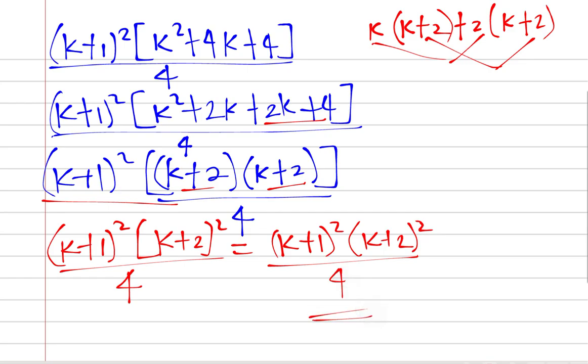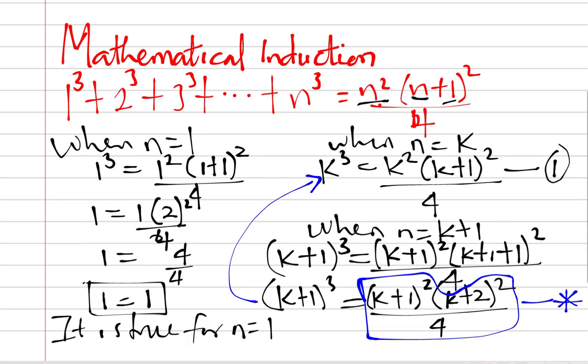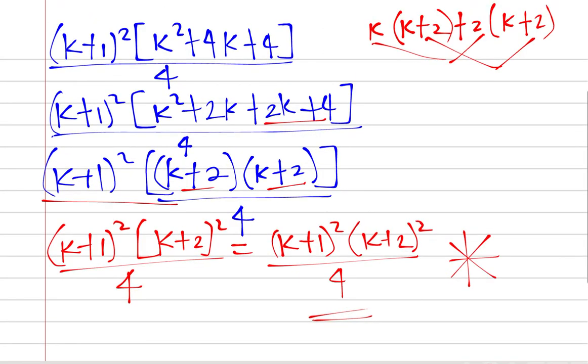Now I'm done. You can see that this our equation star now is the same thing with our previous equation. So you can see that our equation star, this is our equation star, k plus 1 square, k plus 2 square over 4. You can see it is now the same thing with the answer we have here. So since it is the same thing, that means it is true for all n belonging to the set of natural numbers. Do you understand now? So this is how you solve questions on mathematical induction.